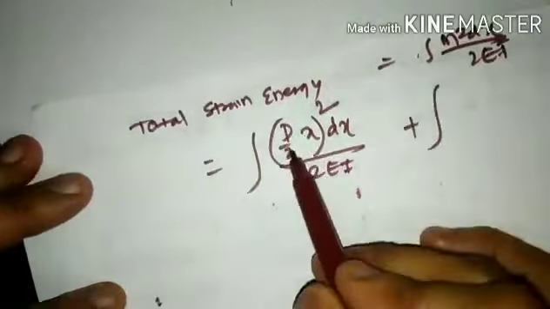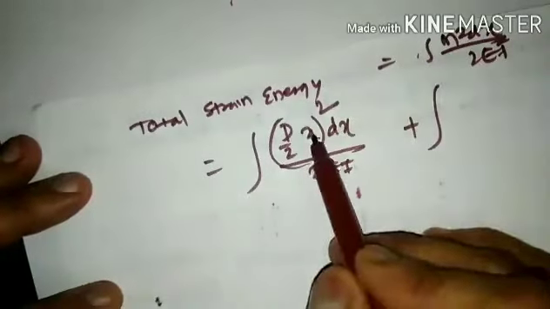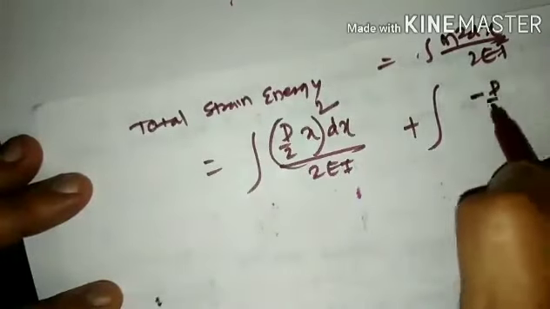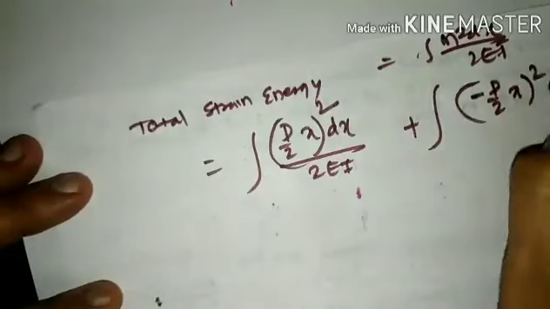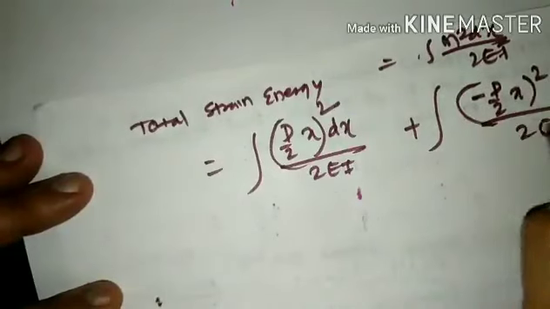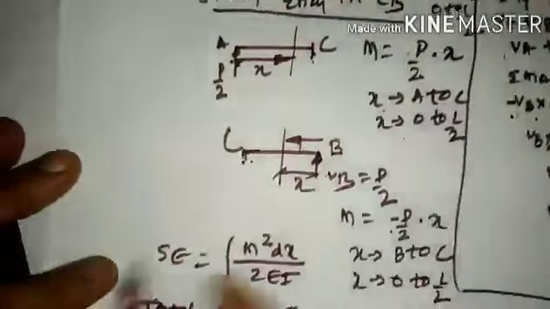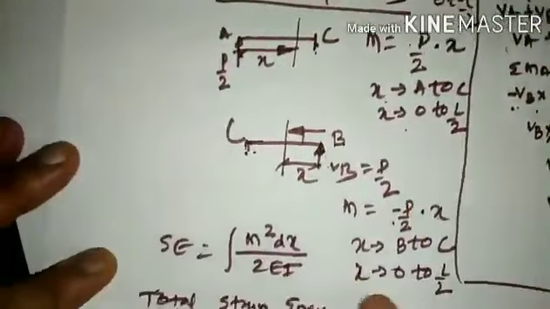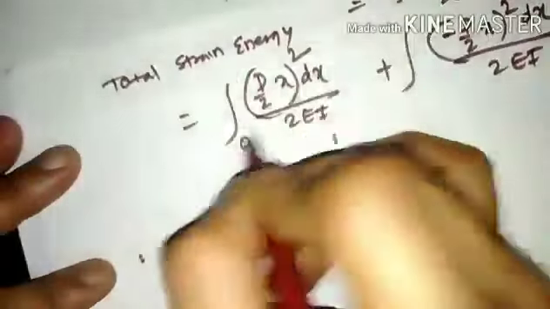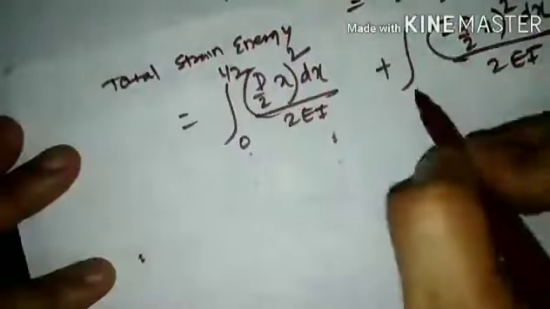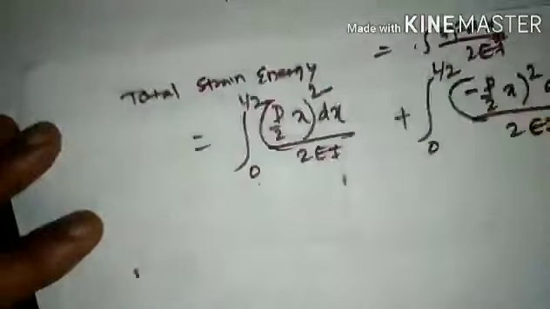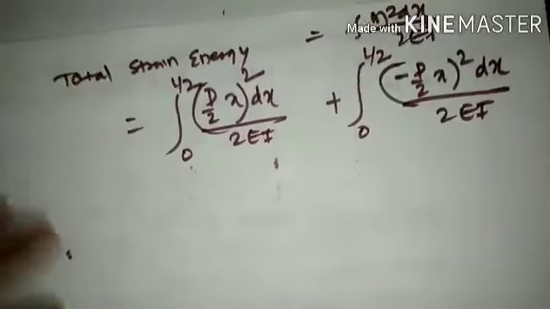For CA, m is P/2 into x, whereas here it is minus P/2 into x, the whole squared, dx divided by 2EI. For the first term, the limits of integration that we had are 0 to L/2. For the second term also it is 0 to L/2. So we shall write the limits of integration as 0 to L/2 and 0 to L/2, and both integrals we are going to write here.